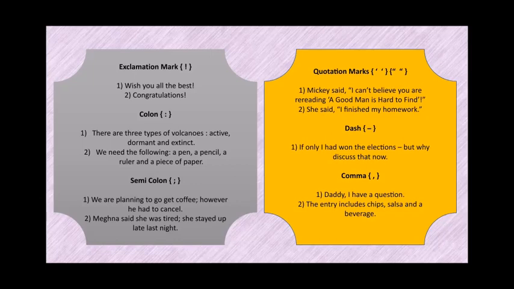Next is the semicolon. Semicolon shows a pause. It is used to separate clauses, especially those which are not joined by a conjunction. Semicolon separates clauses or phrases that are related and that receive equal emphasis. For example, we are planning to go get coffee; however, he had to cancel. So there is a pause there. Second one, Meghna said she was tired; she stayed up late last night.